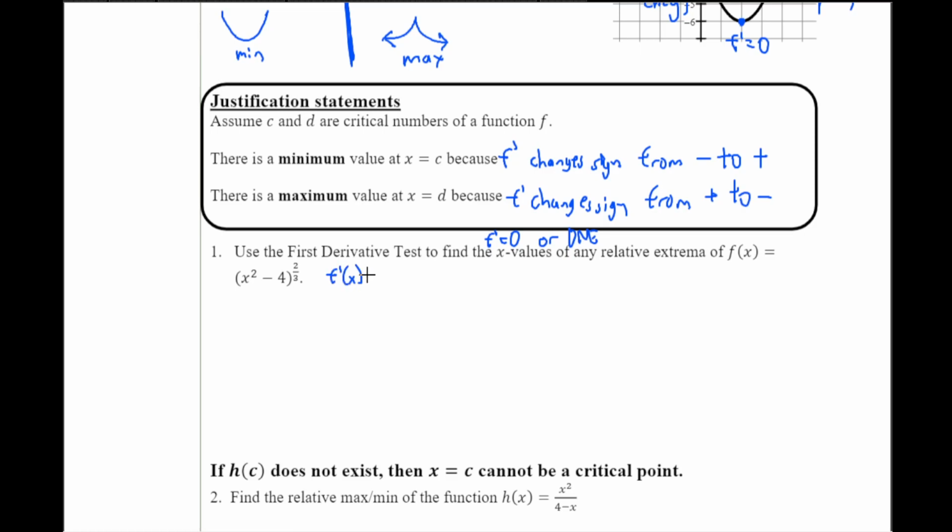F prime of x is equal to 2/3 times (x squared minus 4) to the negative 1/3 power multiplied by 2x. And that simplifies to 2 times 2x is 4x on the top. And the bottom is just equal to 3 times the cubic root of x squared minus 4.